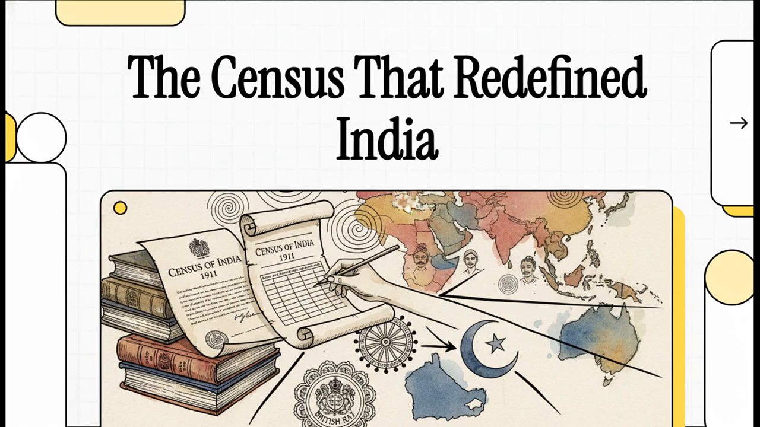Welcome to The Explainer. Sometimes a single government document, just a piece of paper, can completely change the course of history. Today, we're diving into a census from over a century ago that did way more than just count people. It actually drew political battle lines in India that, believe it or not, still exist today.